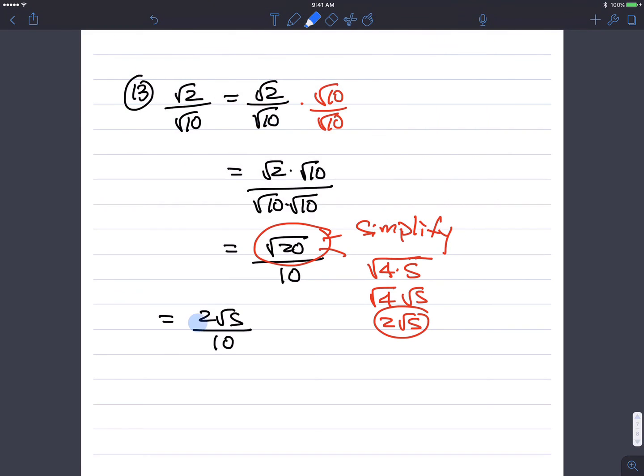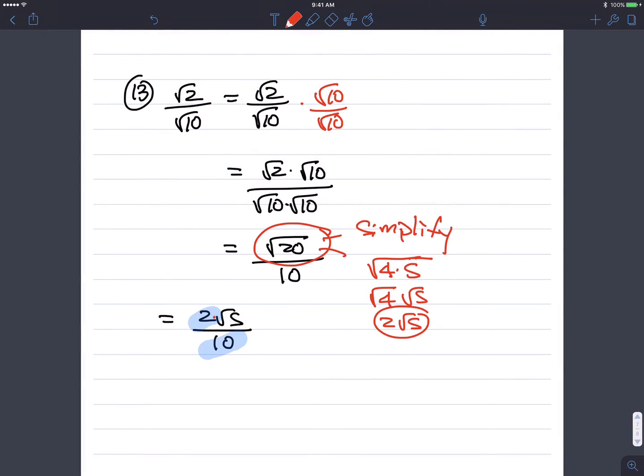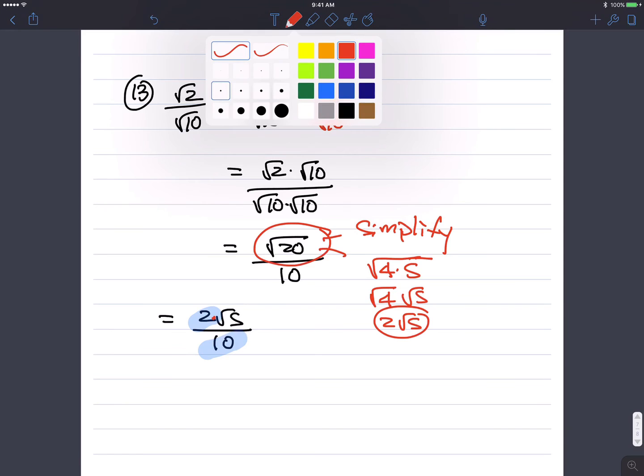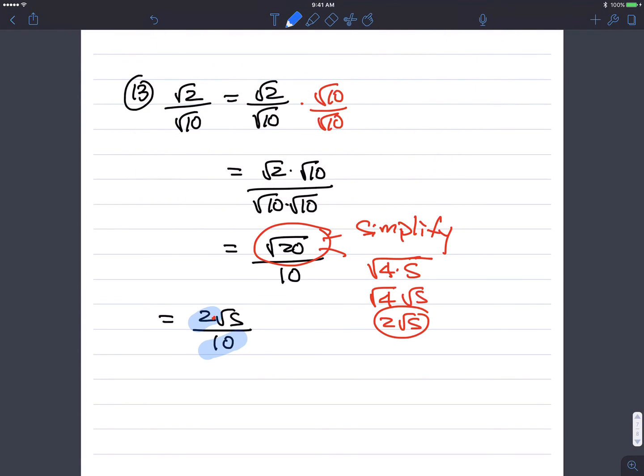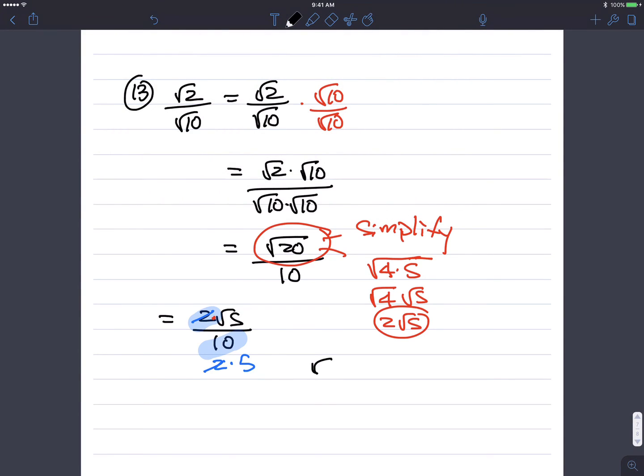I have 2 and I have 10, and there's an operation between my 2 and my square root of 5, and that's multiplication. The point is, I can simplify the fraction 2 over 10. I can actually write 10, if you recall, as 2 times 5. In other words, my 2's are going to go away, and my final answer is going to be the square root of 5 divided by 5.